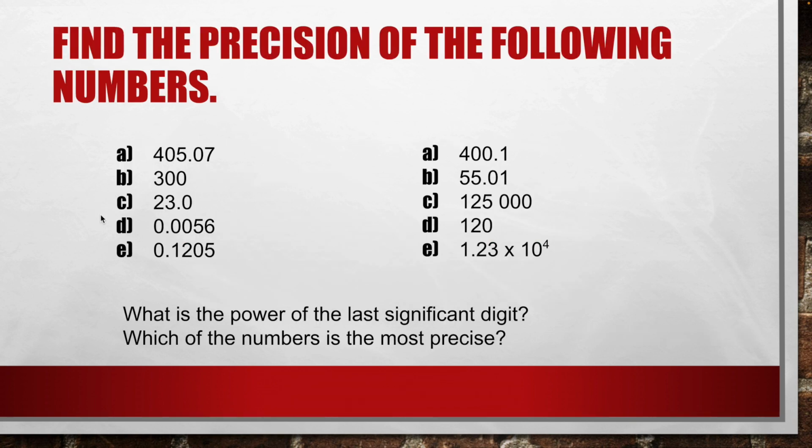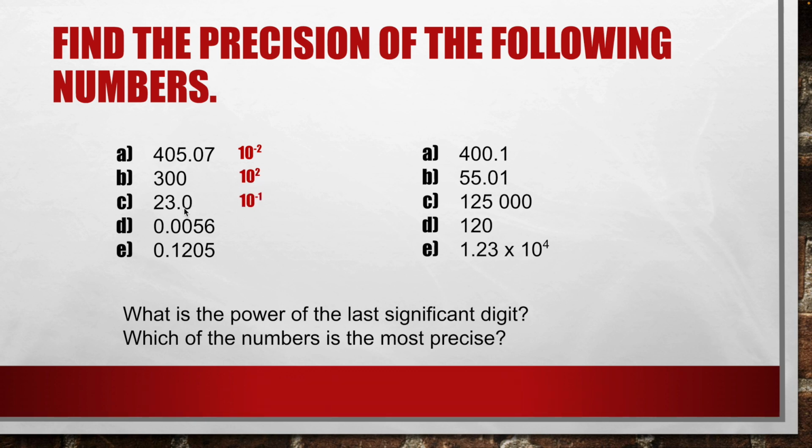Okay, so here are these same numbers again. This time I want you to write the precision of the numbers and then circle the one that is the most precise. So pause the video, start it up again when you're ready. So in this one here, I have 10 to the power of negative 2. 7 is my smallest one, and it's in the hundredths place, or 10 to the negative 2. Here, the 3 was my last significant digit, and it's in the hundreds place, so it's 10 to the power of 2.